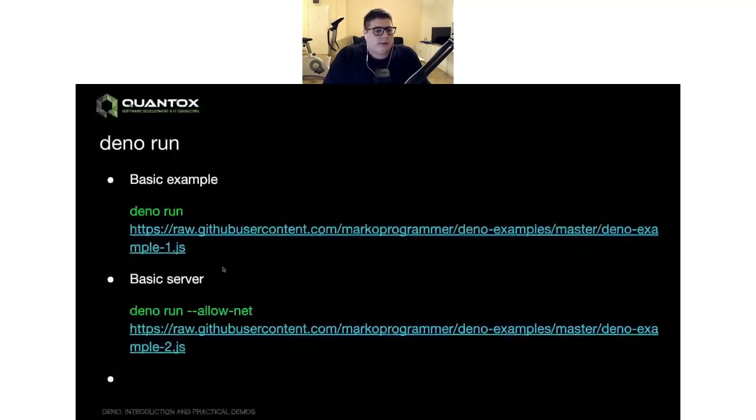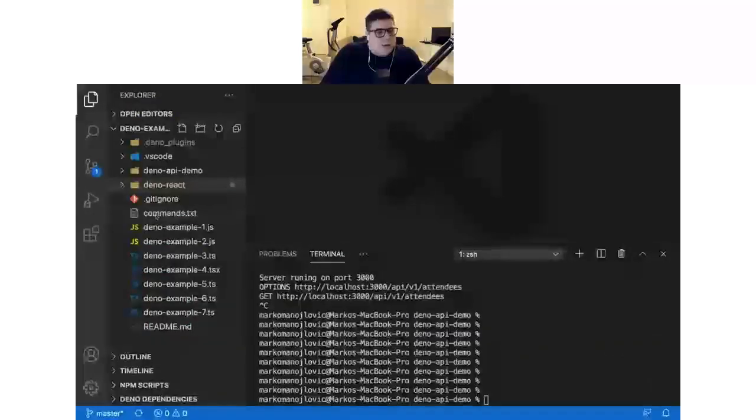So let's begin with basic examples. When we install Deno, we could run some code, and the command is simple. We have deno run and what we run. Basically we run from a URL, but we could also run from a file. And I'm going to switch to this command.